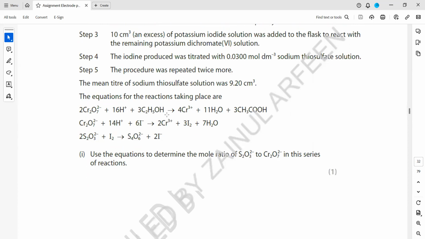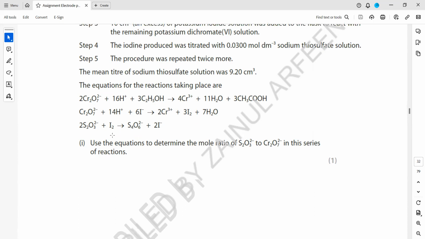So the dichromate to ethanol reaction is given, the dichromate to chromium 3 conversion when it reacts with iodide ions, and iodine molecule to thiosulfate. Use the equations to determine the mole ratio of thiosulfate to dichromate in this series of reactions. So how can we work out thiosulfate to iodine? It is 2:1. And then iodine to dichromate? It is 3:1.